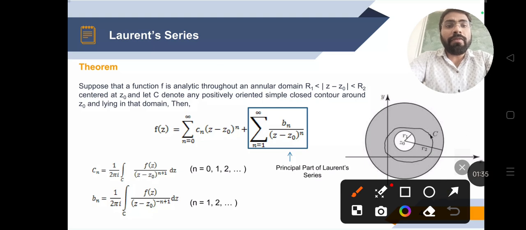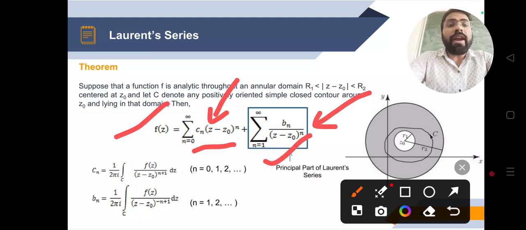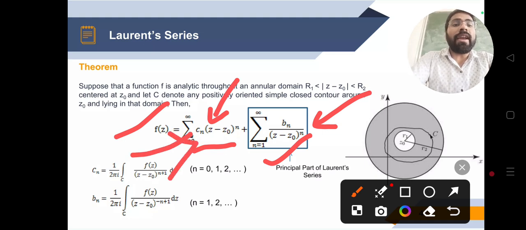So here we can easily see that f of z is of the form summation n varies from 0 to infinity c n into (z minus z0) to the power n plus summation n is equals to 1 to infinity bn upon (z minus z0) to the power n. So it can easily be seen that the function f of z has non-negative powers of z and negative powers of z. The second part is called the principal part of that Lorentz series, and the first part is the analytic part or regular part of that function f of z.